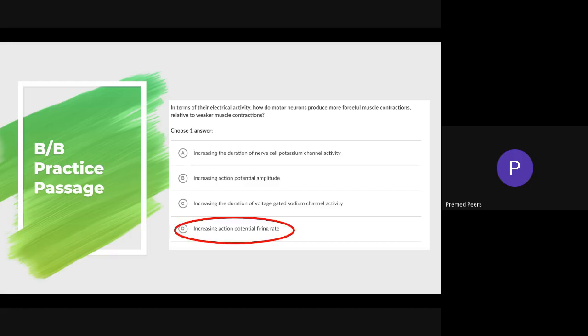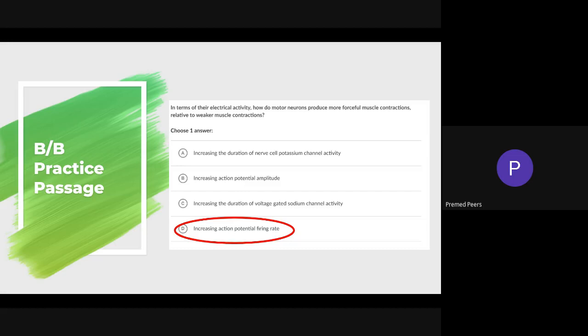Okay, so the answer here is D, increasing action potential firing rate. This is what's referred to as temporal summation. Hopefully that's a familiar concept to most of you. If not, you can feel free to read up on that. There's two types of summation, temporal and spatial, and that's what can cause more forceful muscle contraction to occur.